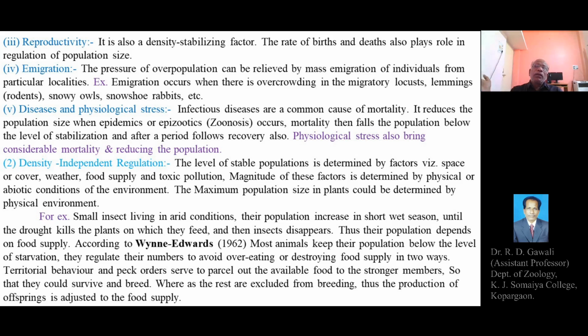Ultimately, it is quite obvious that the small insects occurring in the atmosphere get established or flourish, meaning their population increases, only during the rainy or wet season. After the complete exhaustion or destruction of the food supply, that is whenever there are drought conditions, this results in the destruction of the food plants, and ultimately the insect population decreases.